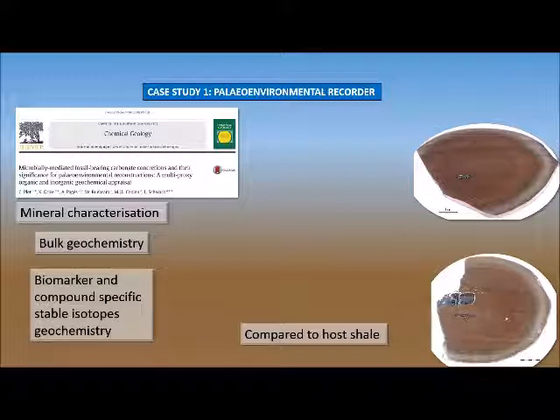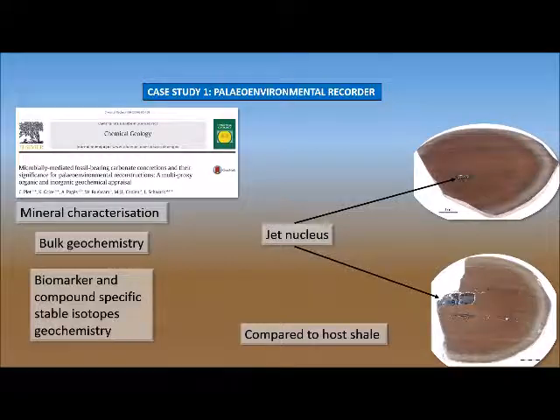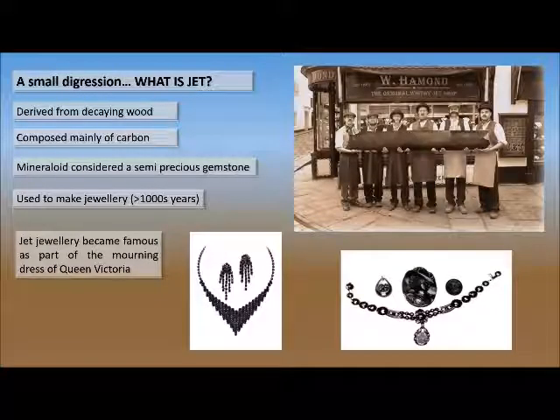Here are the 2 concretions. We also compare them to the host shale, so the surrounding sediment was also analyzed. And those 2 concretions, what do they have in common? They have a jet nucleus. So here I'm going a bit out of the topic. What is jet? Jet is derived from decaying wood. It's composed mainly of carbon. It's a mineraloid rather than a mineral, and it's used to make jewelry.